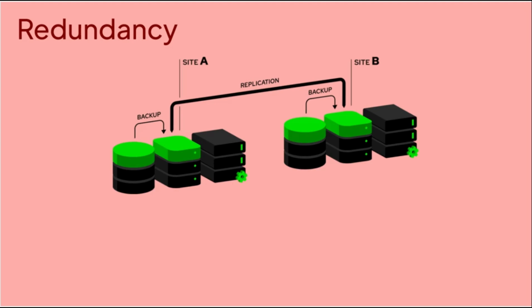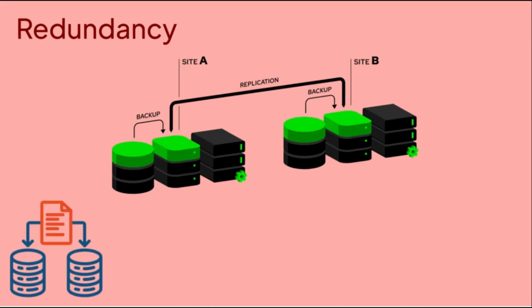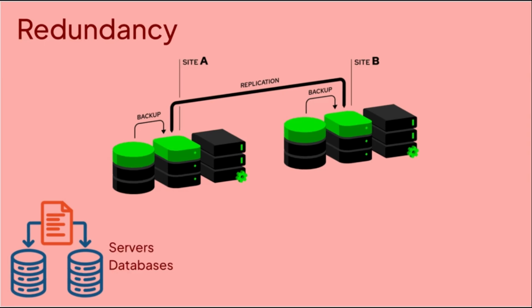1. Redundancy. Redundancy means having backups. Just like an airplane has multiple engines, your system should have duplicate components, like servers or databases, so if one part fails, the user never notices, because the system continues to work using the redundant part.